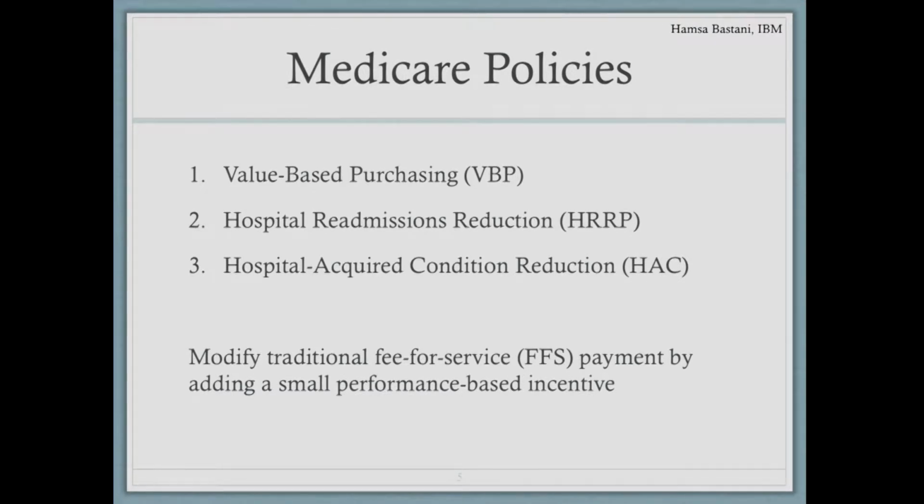So these 3 policies came out around the same time a few years ago, and they're all similar philosophically in that they all modify the traditional fee-for-service. So fee-for-service is how payments are usually made, which is per diagnosis for a patient. Right? So you have pneumonia and I pay you a flat rate. And they're modifying that by adding a small performance-based incentive. Right? So now each of these programs is trying to tie the payment to either the cost of the treatment or the value for the patient in terms of outcomes.